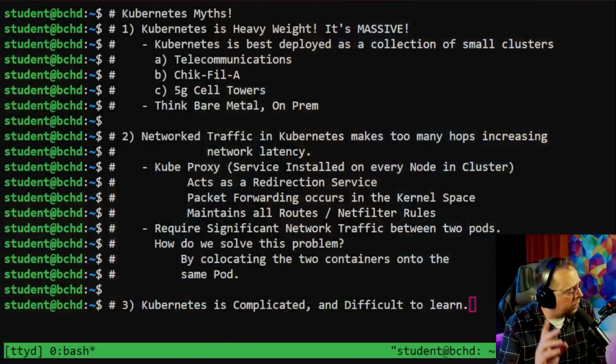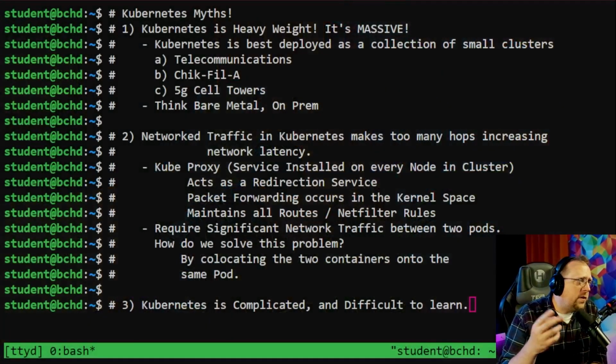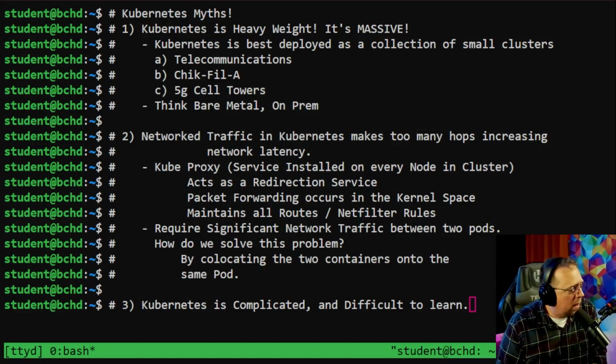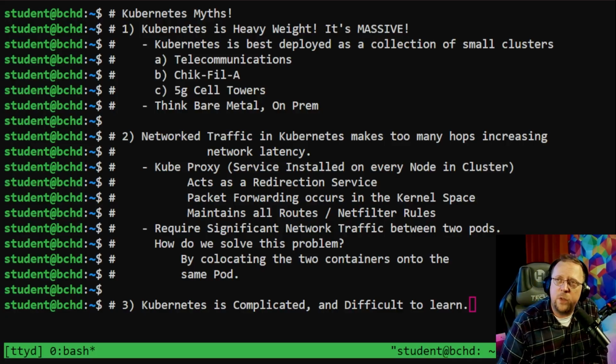And in the process of doing so, they tried to reinvent kubeproxy. We just talked about what kubeproxy was, right? In fact, it was on the board just a second ago. It's a service that's installed on every node in your cluster. It acts as a redirection service. So we've got packet forwarding occurring within the kernel space, right? It maintains all of our routes and netfilter rules. They were trying to reinvent kubeproxy.